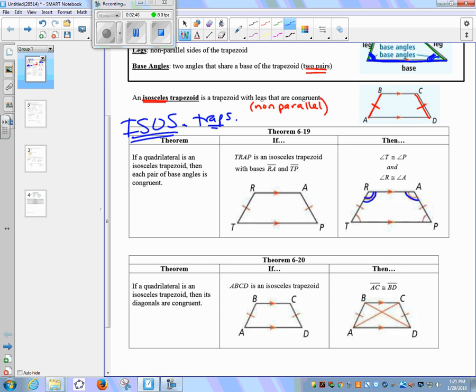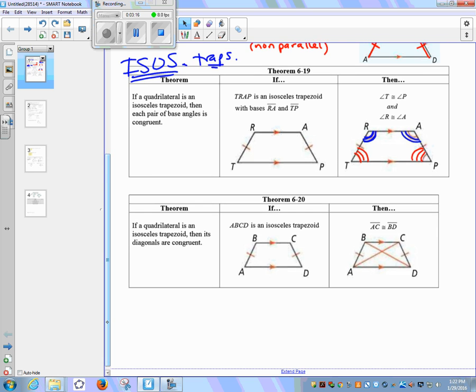So R is congruent to A, those are the top pair of base angles, and T is congruent to P, those are the bottom pair of base angles. Remember, you think of base angles in pairs. You wouldn't link up these two. Those two don't go together. You're talking about the top pair here and the bottom pair here. Okay? So the two pairs of base angles are congruent.